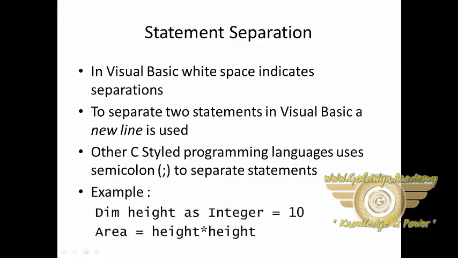Here is an example. Dim height as Integer = 10. And then we have area = height * height, which is in the new line. This makes it clear for Visual Basic to understand that both of the statements are separate.